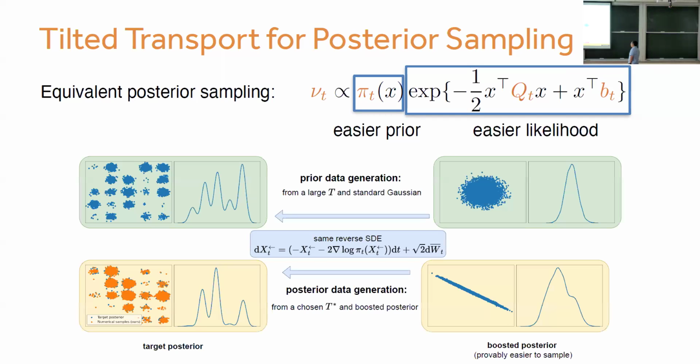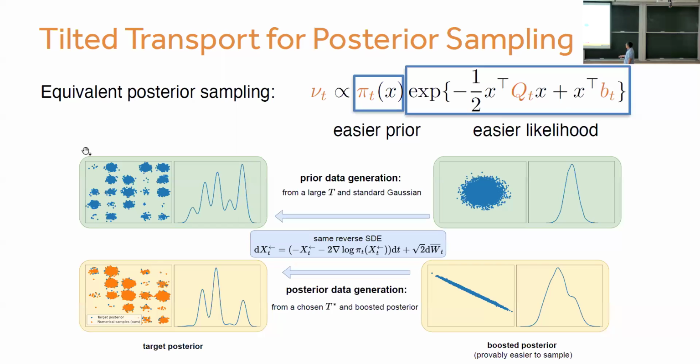This is just a schematic plot of this whole idea. I'm using a Gaussian mixture example. On the top is the prior data distribution. The top left is our prior data distribution, consisting of 25 modes. You can see that the density is highly non-log concave and multimodal, and we can start with the standard Gaussian distribution and run the reverse SDE to sample this Gaussian mixture distribution.